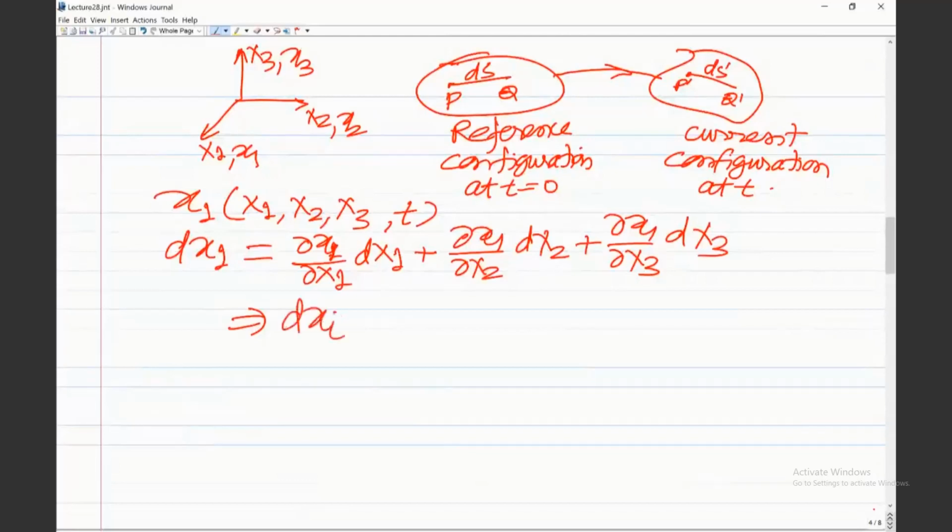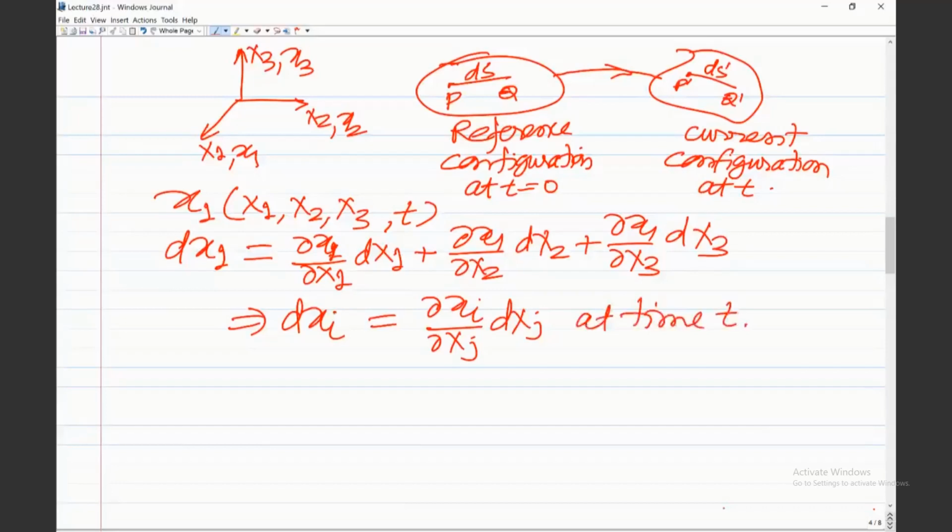So if I want to write dxi, where i takes values 1, 2, 3, this would be equal to del xi upon del Xj into dXj. Here j is a repeated index, so it implies summation over j. So that is del xi by del X1 into dX1 plus del xi by del X2 into dX2 plus del xi by del X3 into dX3. That is what denotes this at time t. So this is at a particular time, so dt is not coming into the picture. dt is 0 because we are talking of the same time instant.